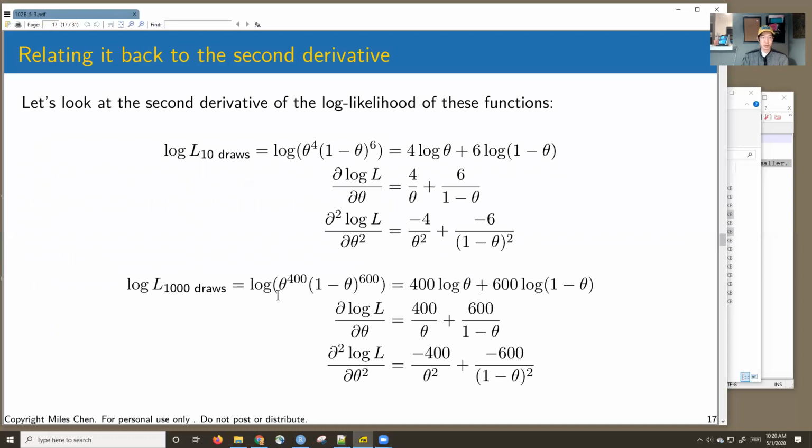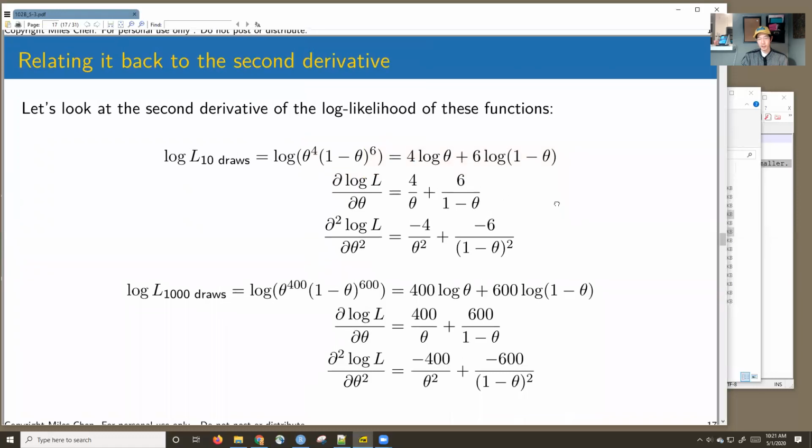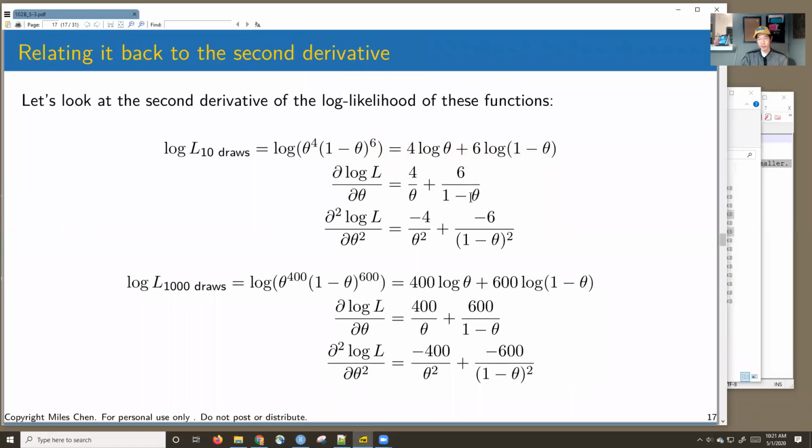Okay, so if we look at the second derivative of these log likelihood functions, this is what we're going to get. The likelihood function for the 10 draws is theta to the 4, 1 minus theta to the 6. The log of that is 4 log theta plus 6 log(1 minus theta). The first derivative of the log likelihood function is going to be 4 over theta minus 6 over 1 minus theta. And the second derivative is negative 4 over theta squared minus 6 over (1 minus theta) squared.